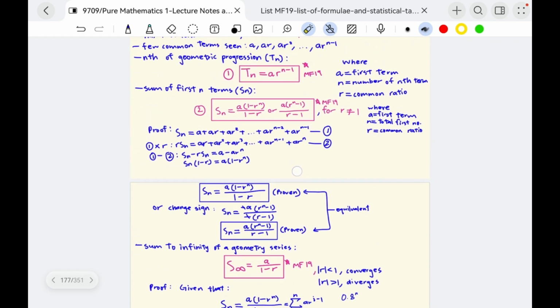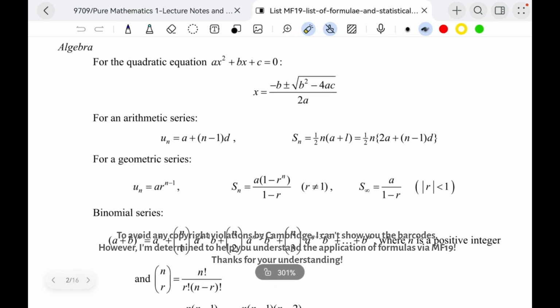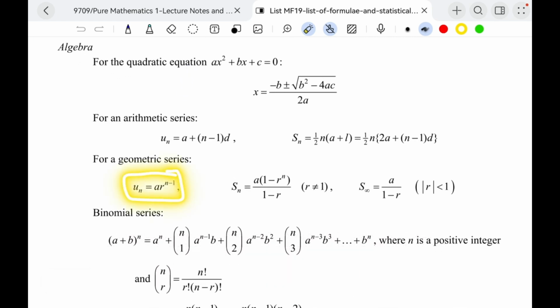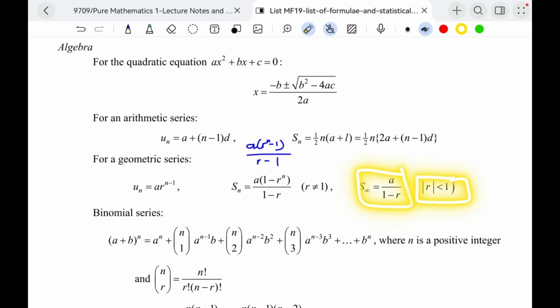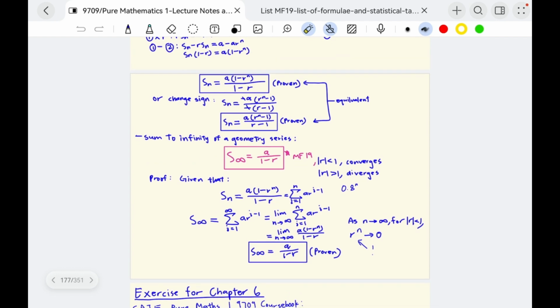Okay, so let's open the MF19. Where is the geometric series? For the geometric series, each term is a r to the power n minus 1. For the Sn there is this formula, but some students prefer the other formula with r to the power n minus 1. These two formulas are equivalent. And for the sum to infinity, you can only use it when the modulus of r is less than 1.